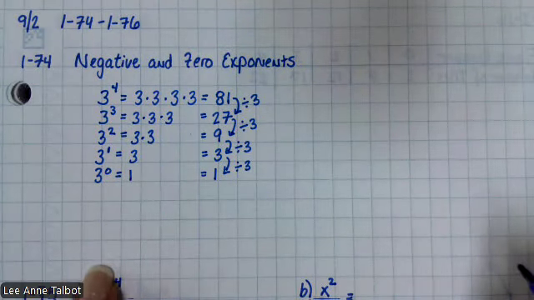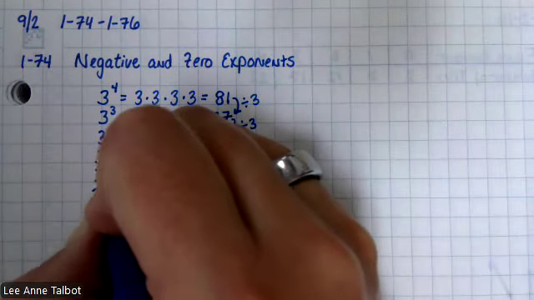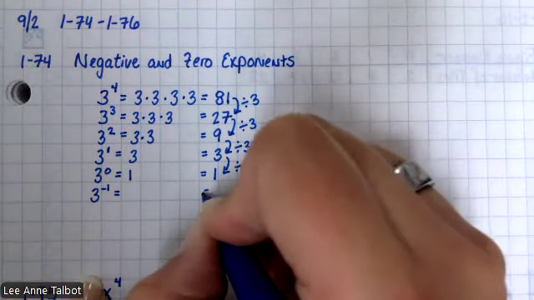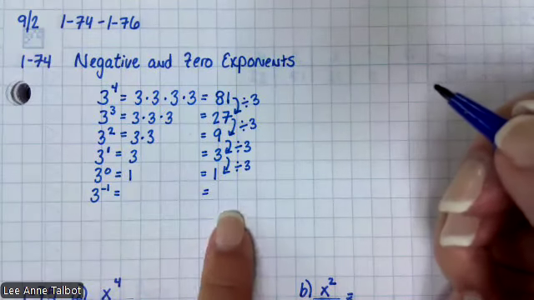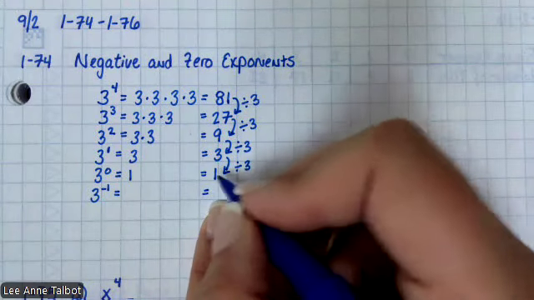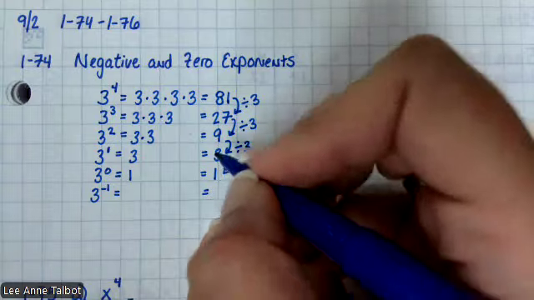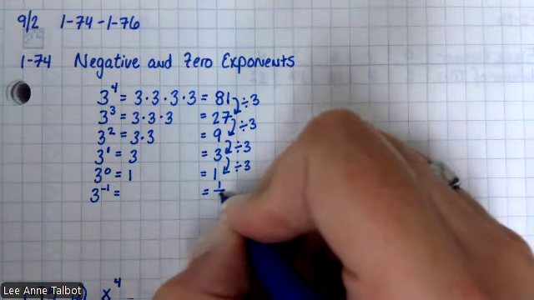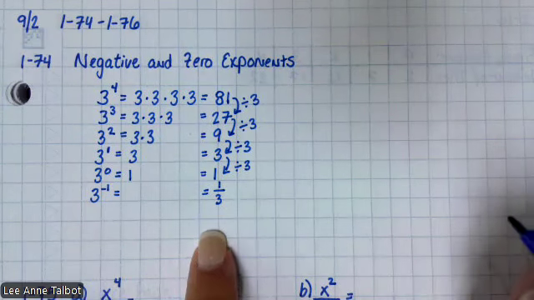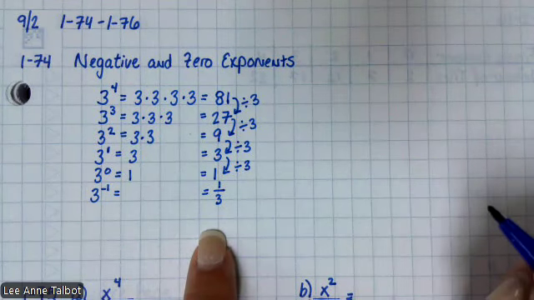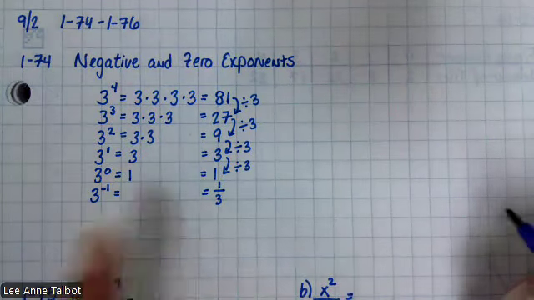Three to the 0 is 1. Okay, so now let's look at negatives. If we use this, and we keep going with our pattern, what's 1 divided by 3? Right, 1/3. I'm going to write it as a fraction, and you'll see why in a second.